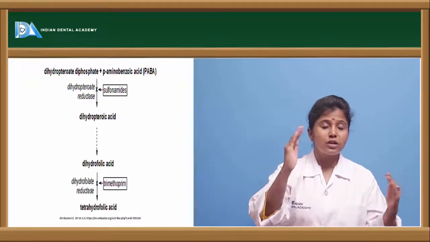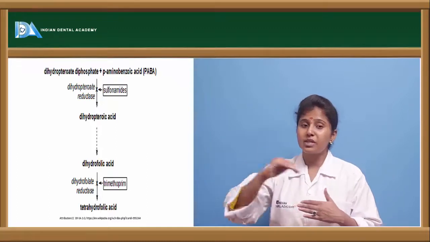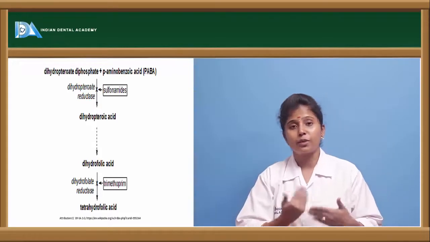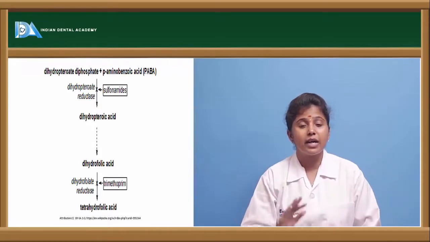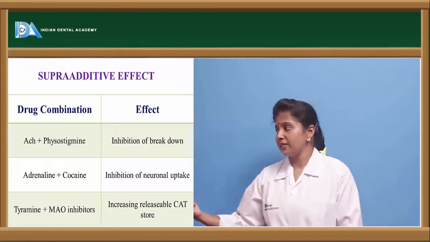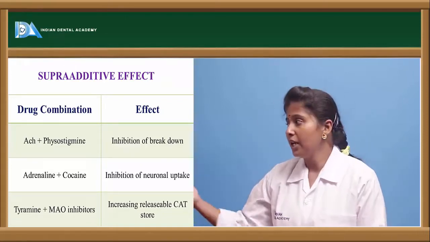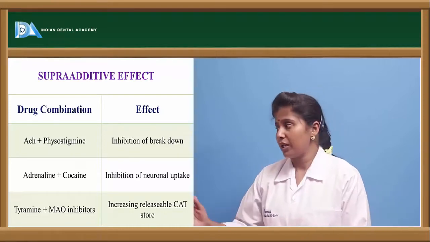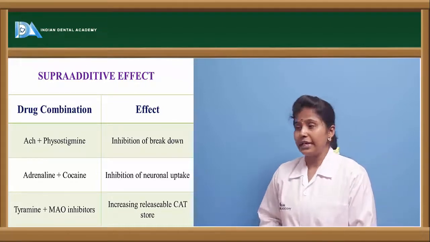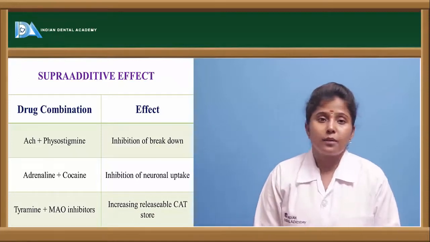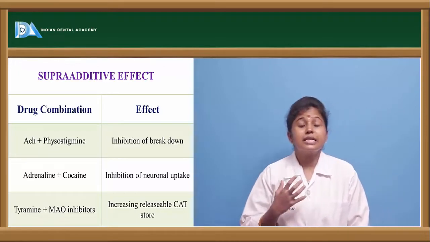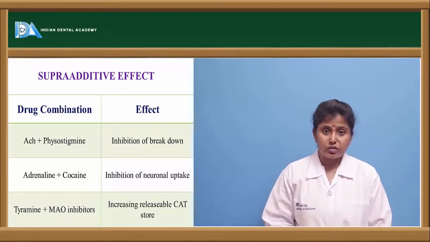So the pathway is the same, but the steps where they act are different. If we combine these two drugs, they show a supra-additive effect. How? Sulfonamides block the initial stage, and if at all dihydrofolic acid is formed, then trimethoprim inhibits the formation of tetrahydrofolic acid. Thereby they show more effect than they have to show. Examples of supra-additive effect: acetylcholine combined with physostigmine, which inhibits the breakdown of acetylcholine; adrenaline combined with cocaine, which inhibits the neuronal uptake of adrenaline; and tyramine given with MAO inhibitors, that is monoamine oxidase inhibitors, which increase the catecholamine storage.